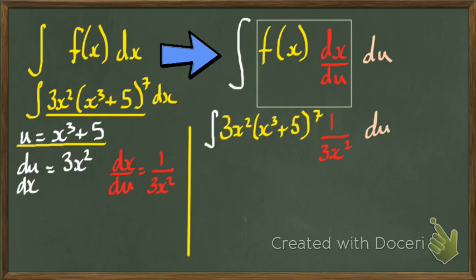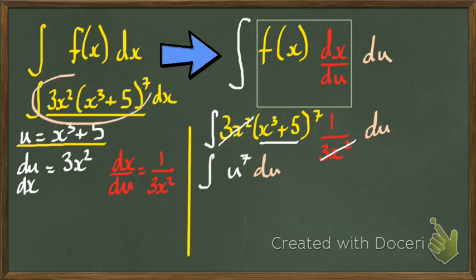Okay, what can I do now? Well, I can see there's a 3x squared there which cancels with that 3x squared, and I also know that my x cubed plus 5 is in fact u. Tidying that up, what I get is the integral of u to the power of 7, and it is du. I've done it, I think. Well, what would I rather integrate? That or that? I'm going to go for that.